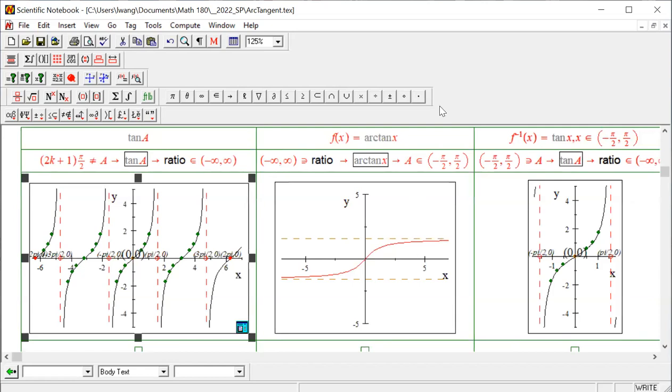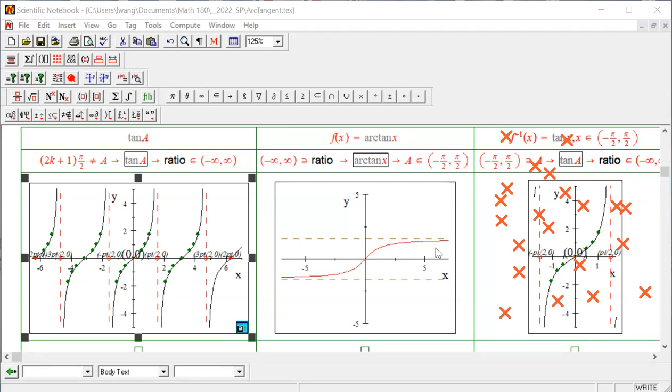So these two are inverse to each other, but we rarely talk about this. This piece is rarely mentioned unless otherwise specified. We usually just pretend this doesn't exist.